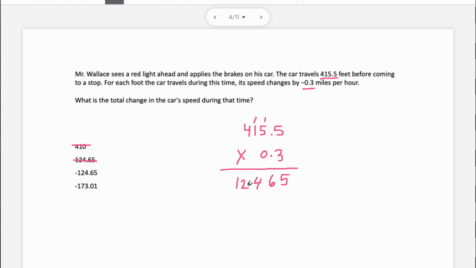Okay, and you might be saying, where do I put my decimal point? Well, however many numbers are behind these two decimals is how many you move in your answer. So the top number has 1 digit behind the decimal, the bottom number has 1 digit. 1 plus 1 is 2. So if we start here and move over 2 spots, 1, 2, our decimal would go right there. And we know that our answer has to be negative. So there is your answer, negative 124.65.